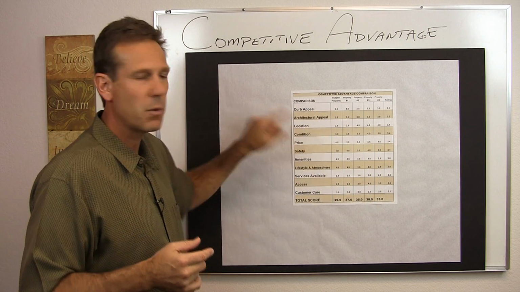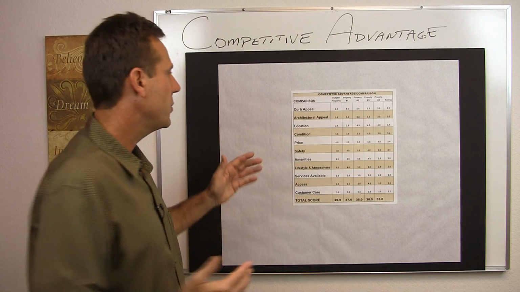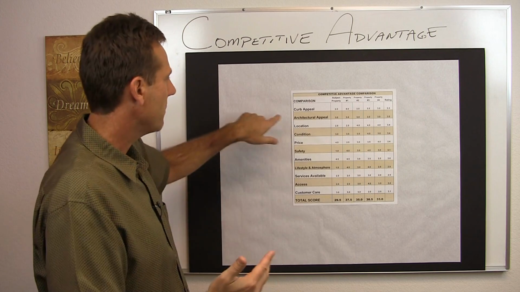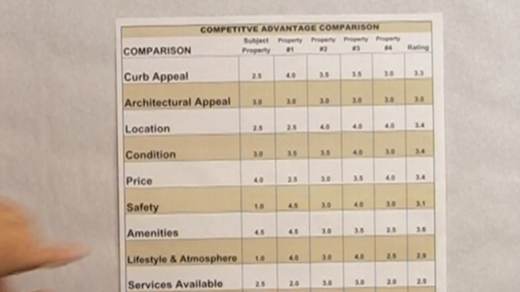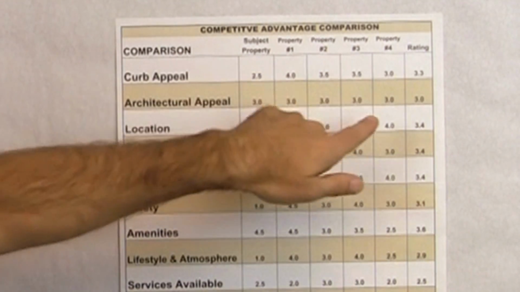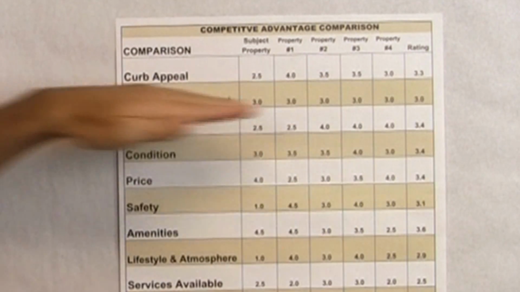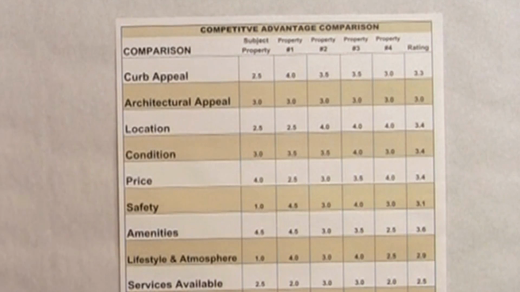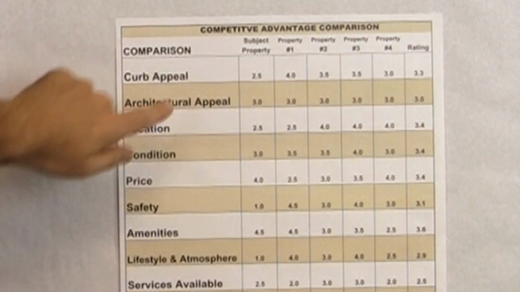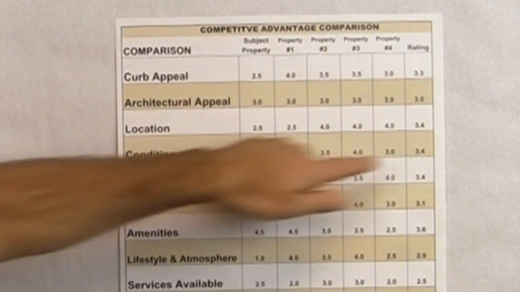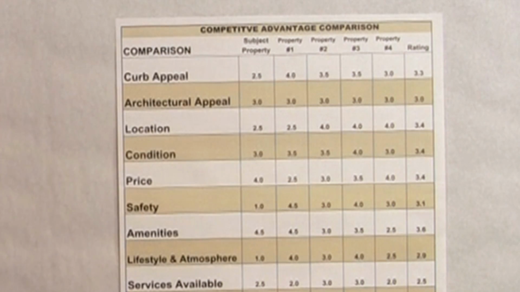This particular property, here's a property we're looking to buy. We saw an opportunity. We went through and we created this competitive advantage comparison, and it really showed us a lot. Let's start out. We scored this property a 2.5. The first comparable was a 4.0. The second comparable was a 3.5, 3.5, and a 3.0 for an average of 3.3. Well, this property was a 2.5. It was underperforming on curb appeal. We also went down, I'm not going to go through each one, but let's take a look at condition. The overall average was a 3.4. We were a 3.0. This property was underperforming.